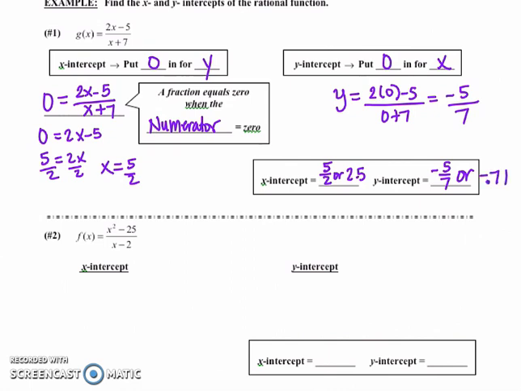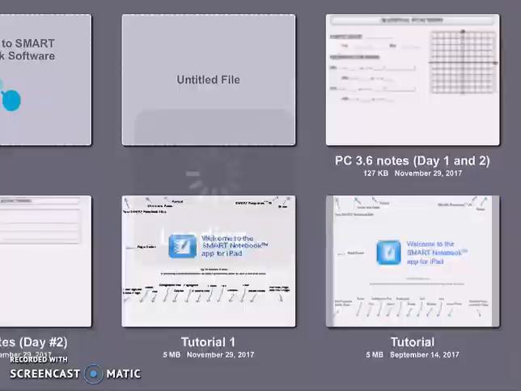Okay, so just a little review on x and y intercepts. Another example: we have f of x equals x squared minus 25 over x minus 2.